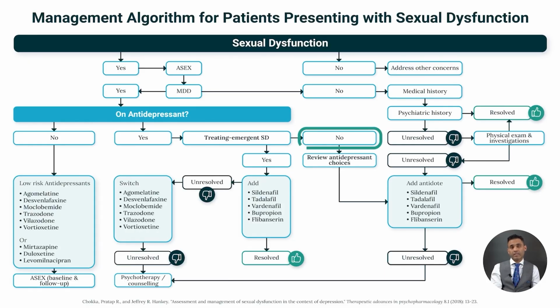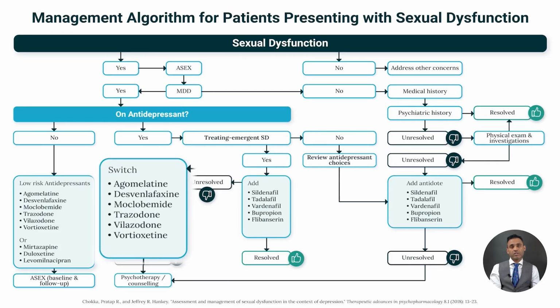If this is not considered treatment-emergent sexual dysfunction, then review antidepressant choices at this stage, and one may add an antidote such as the PDE5 inhibitors, as mentioned earlier, sildenafil, tadalafil, vardenafil, or flibanserin in females or bupropion. If this is treatment-emergent sexual dysfunction, then one may again consider augmentation with the phosphodiesterase 5 inhibitors, sildenafil, tadalafil, vardenafil, flibanserin in females, and bupropion. So very similar approaches to both.